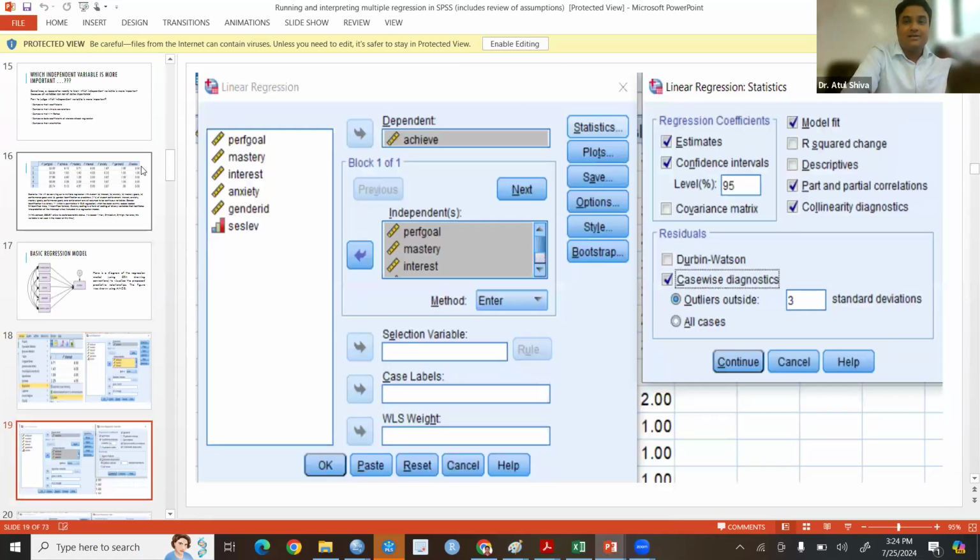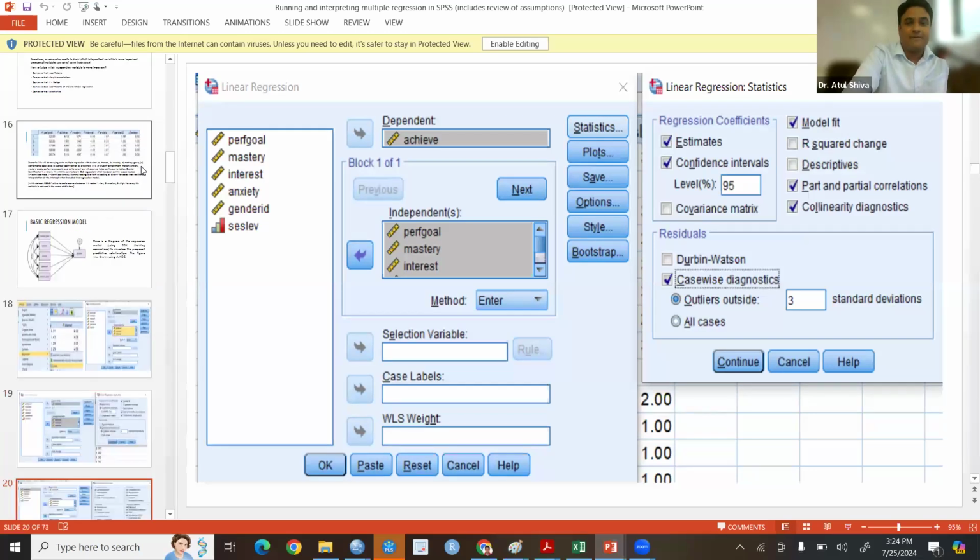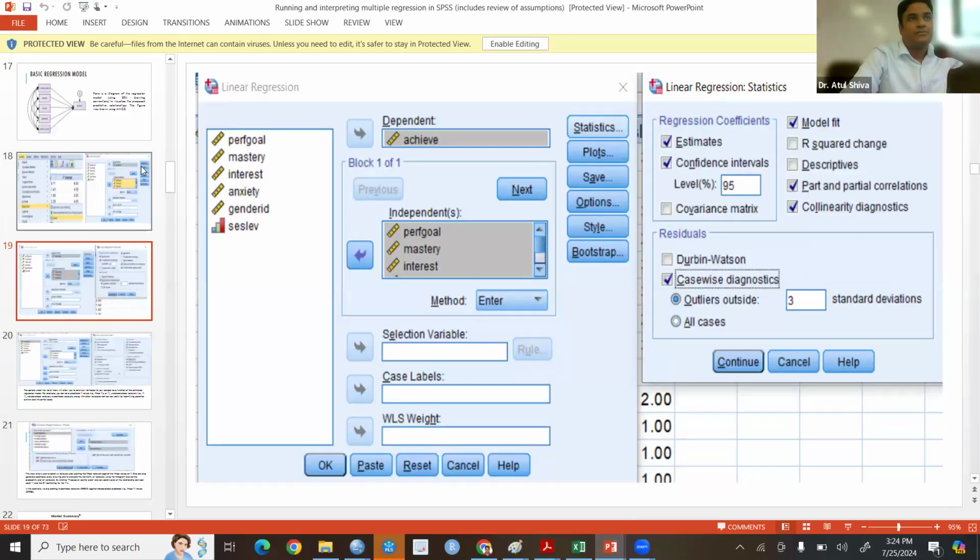Next screen, you need to click on statistics, click on model fit. You need collinearity; if you want to check collinearity, you will get VIF. You can check outliers also. The outlier option is also there. Anybody who has more than 3 standard deviations, the software will tell you that this person is an outlier.